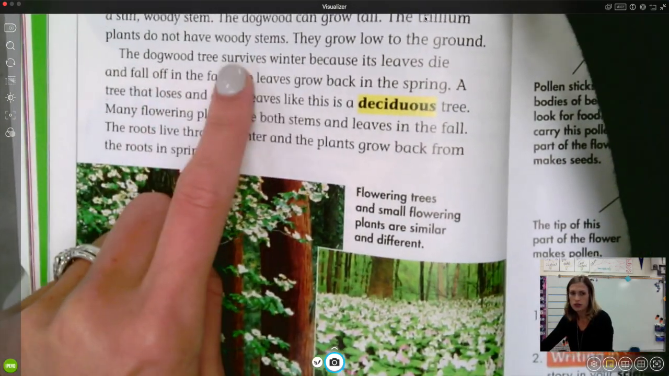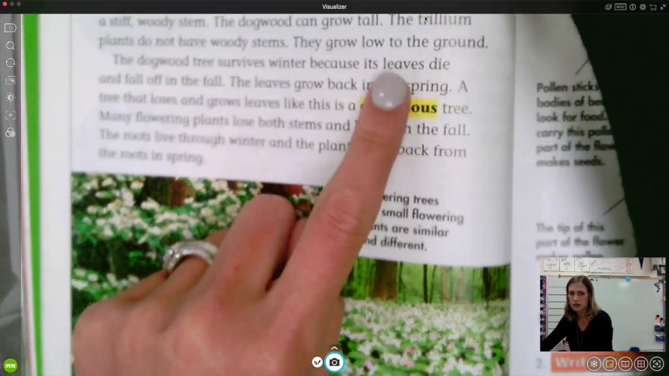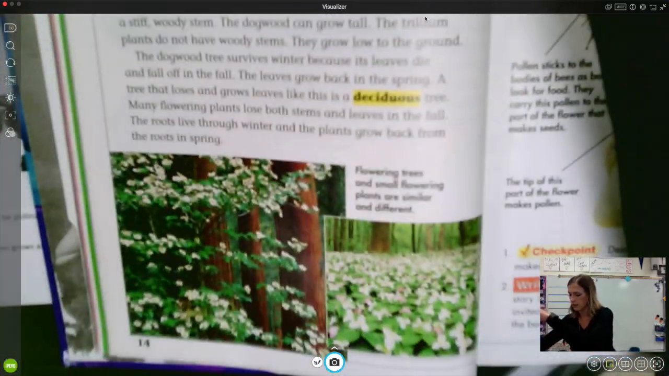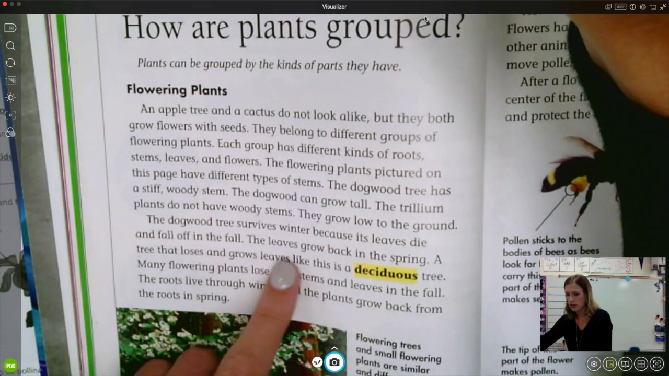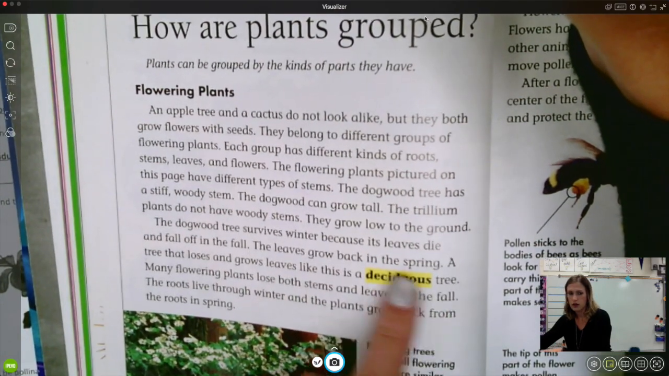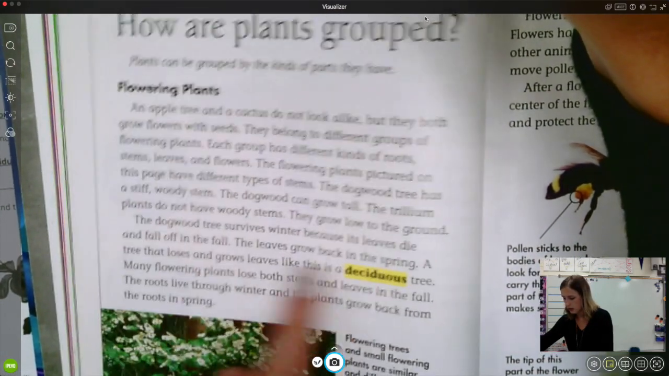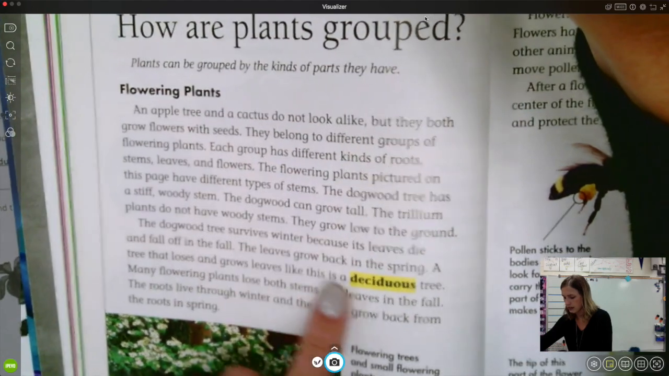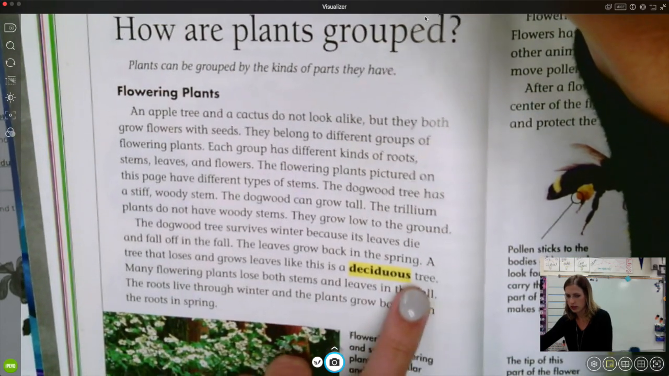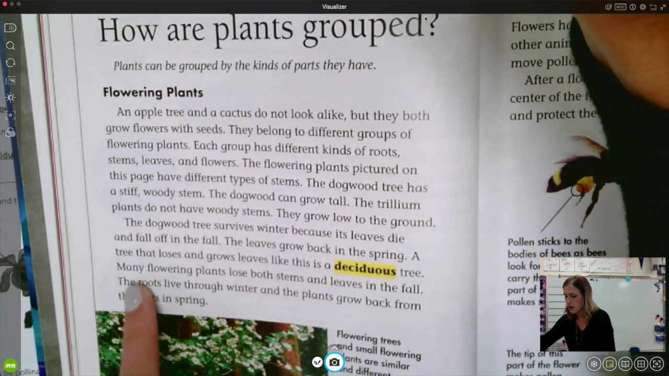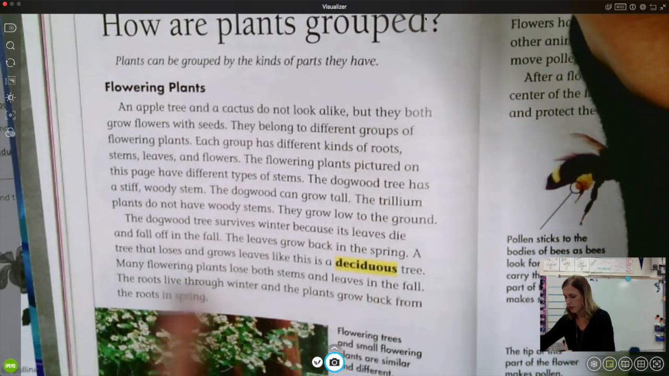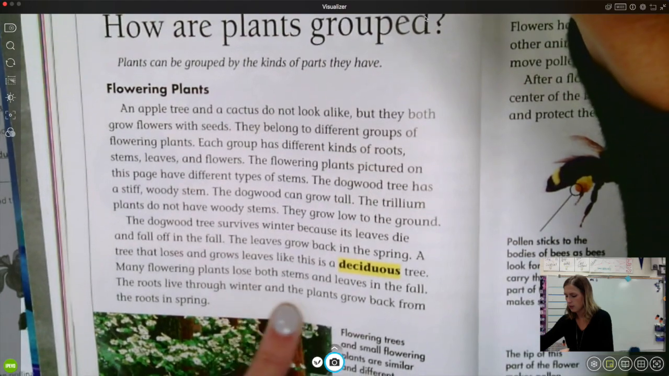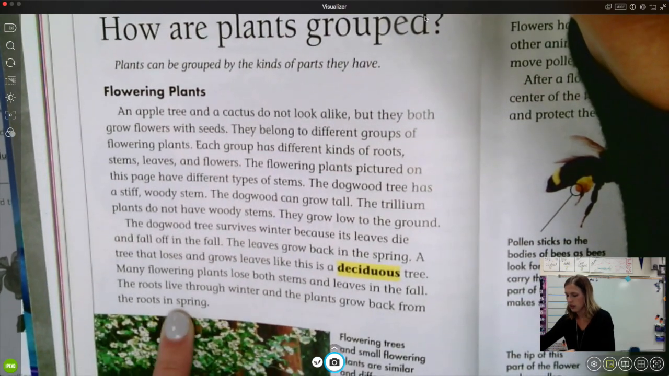The dogwood tree survives winter because its leaves die and fall off in the fall. The leaves grow back in the spring. A tree that loses and grows leaves like this is a deciduous tree. Deciduous. Many flowering plants lose both stems and leaves in the fall. The roots live through the winter, and the plants grow back from the roots in spring.